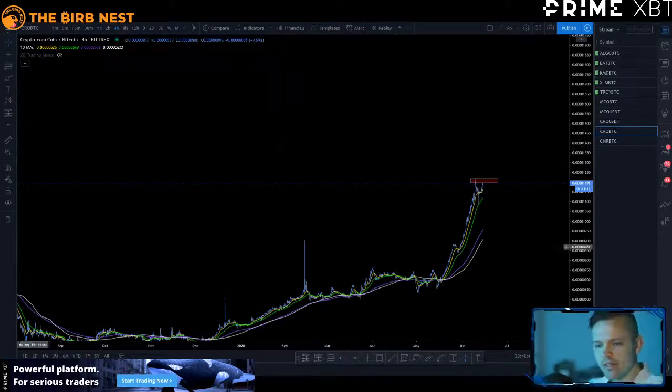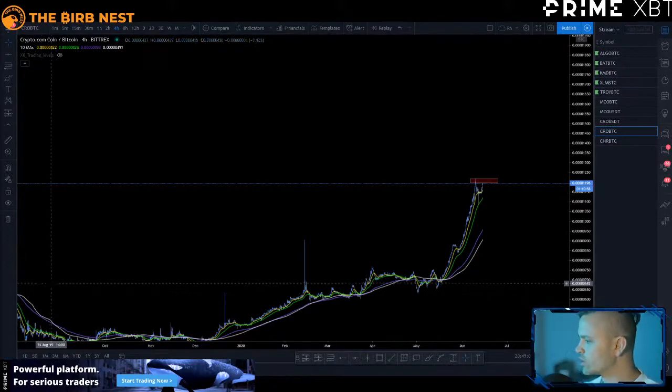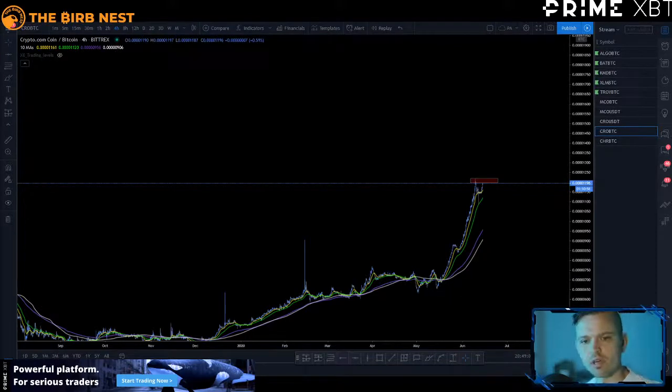Alright, so do we have any other altcoins we want to take a look at? Do we have any other altcoins we want to take a look at? So I'm going to use the market scanner in the Verbnest just to get a quick glance of how the market is looking. Let's see.